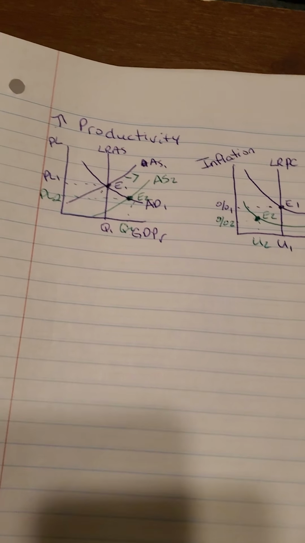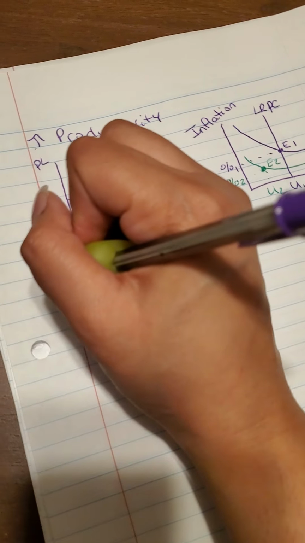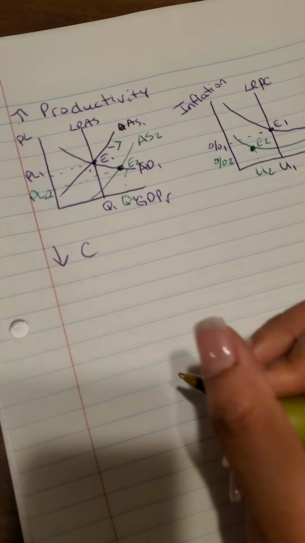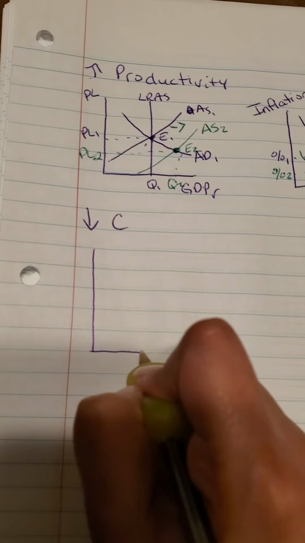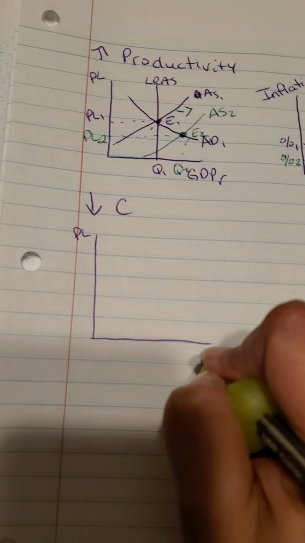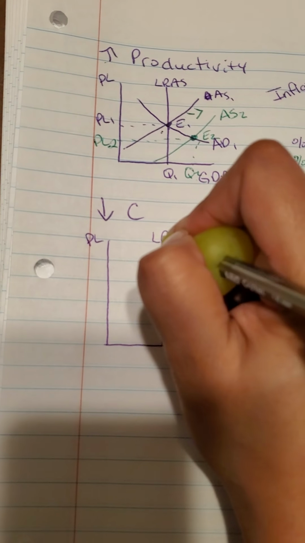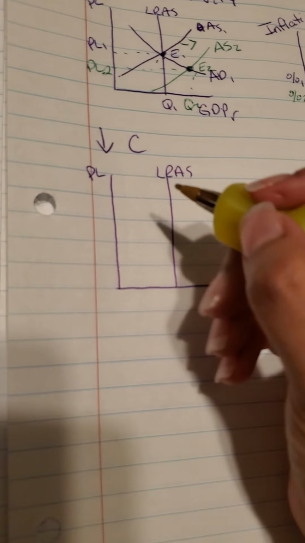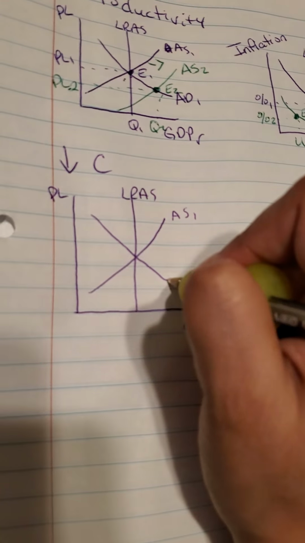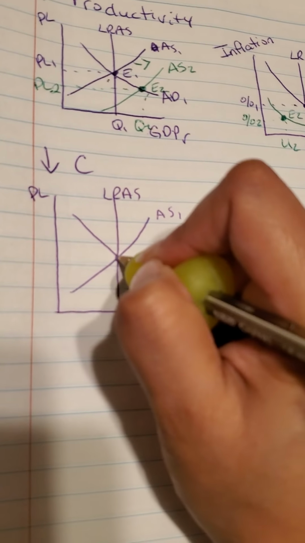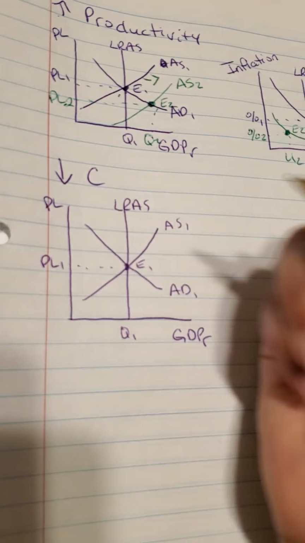Let's go ahead and do another one. Let's say that consumer spending has decreased. So a decrease in consumer spending. Again, draw your graph, your aggregate model. We have price level on the y-axis, real GDP on the x-axis, the long run aggregate supply curve. We have the short run aggregate supply, aggregate demand, E1, Q1, price level 1.